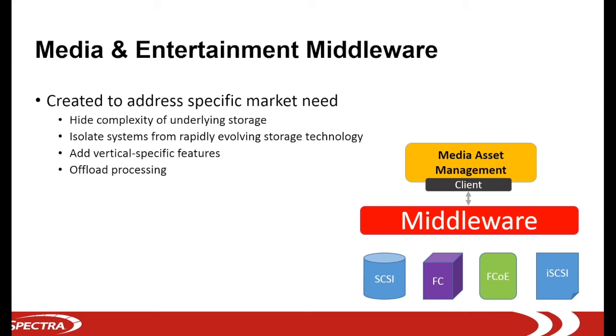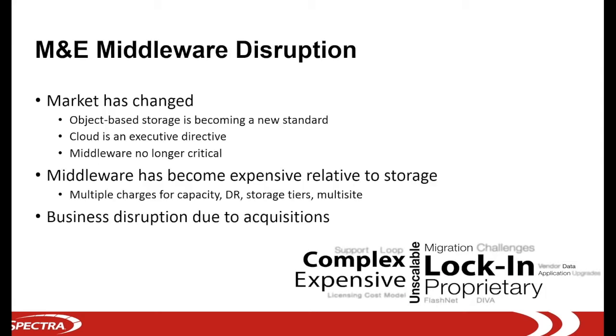It also added some specific vertical features for this space. For example, partial file restore is one that comes to mind. There are a few other ones, things like metadata storage and so on. And then finally, this middleware layer was also designed to offload some of the processing of the data. So instead of the media asset management system spending time moving the data around, the middleware could take care of those details. But like they say, time doesn't stand still.